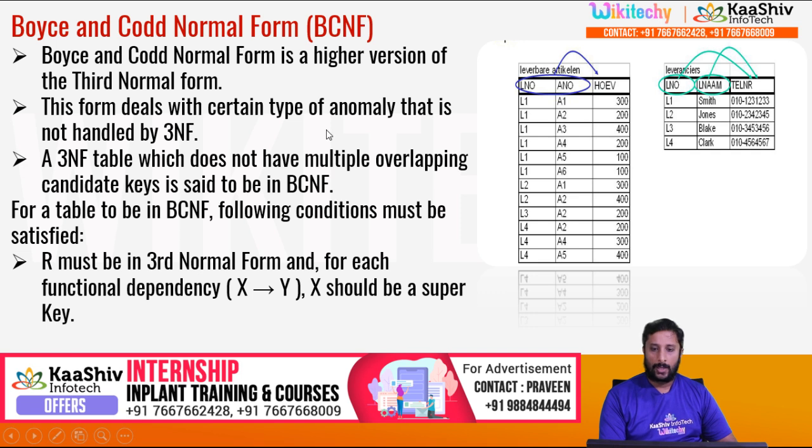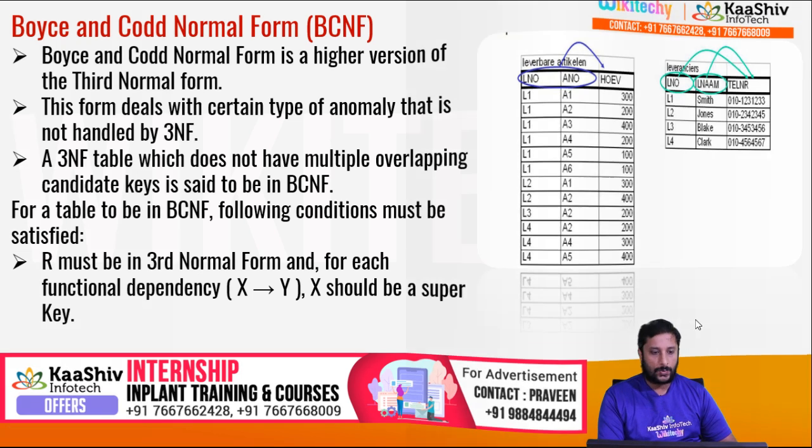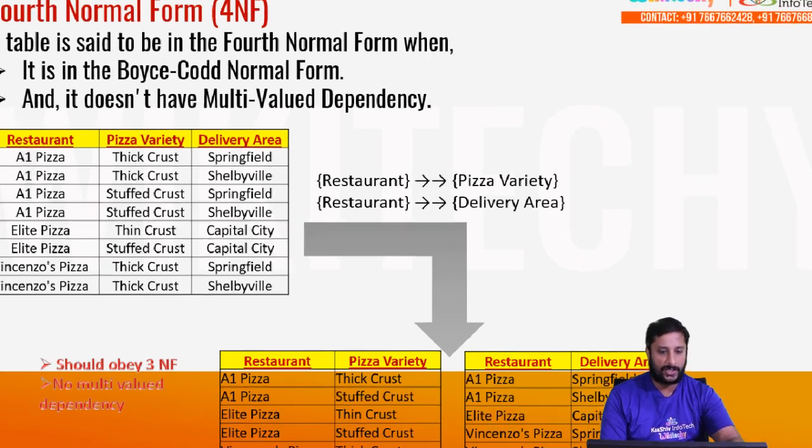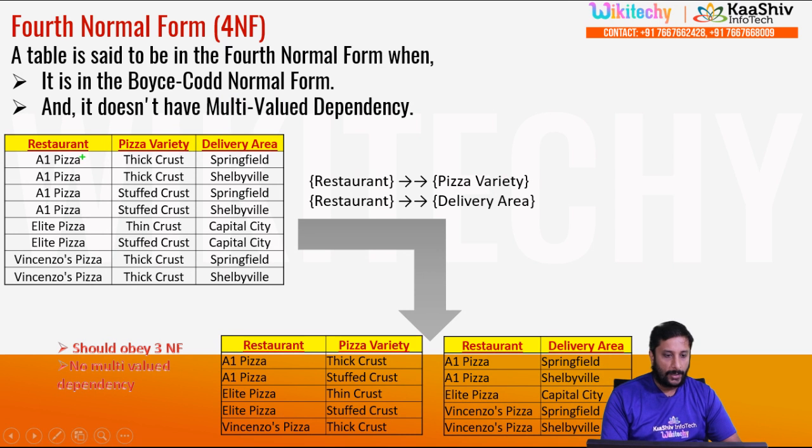Boyce-Codd normal form. Let me go back to my example. See, I got my A1 pizza here. Thick crust, stuffed crust, Springfield, Shelbyville. A1 pizza thick crust will be available in Springfield and also in Shelbyville. You are able to see A1 pizza is available in these two formats in these two places.